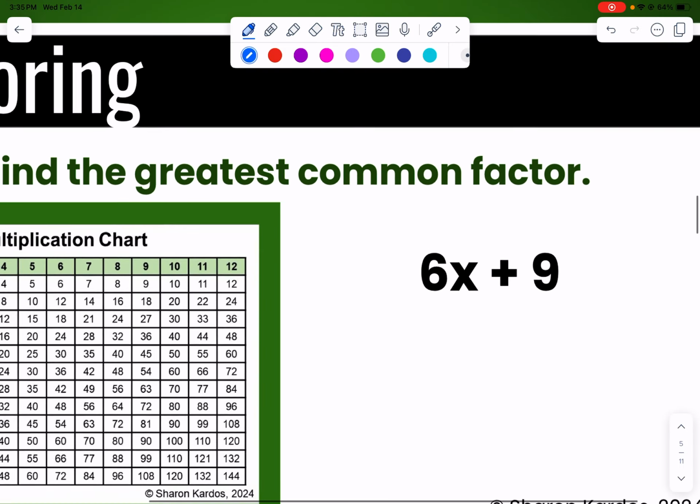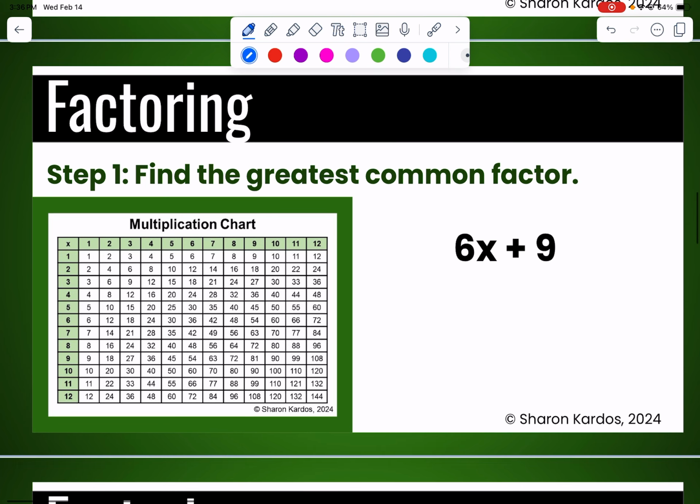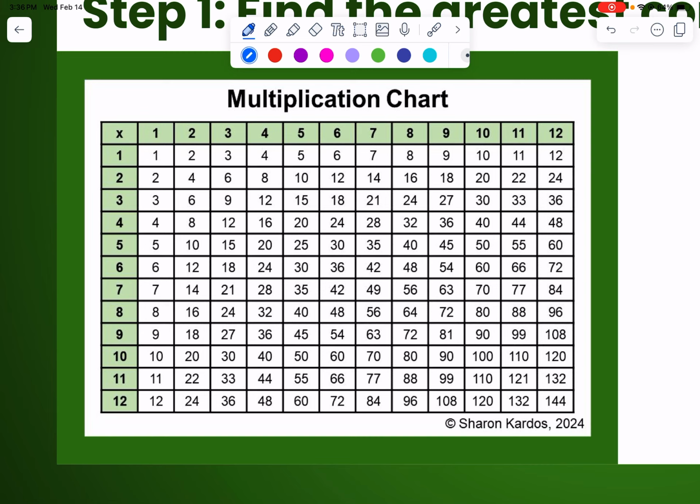When we are factoring, let's say they give me this problem that looks like 6x plus 9, and they tell me they want me to factor it, okay? I know factor means I need to divide. So I'm going to use my multiplication chart, and I'm going to find a row that has both a 6 and a 9. Sometimes there's more than one row that has a 6 and a 9, so I'm going to want the row that is the largest. For instance, 6 and 9 is in the 1 row, and it's also in the 3 row. So I'm going to use the 3 row as my GCF. My greatest common factor is going to be 3.